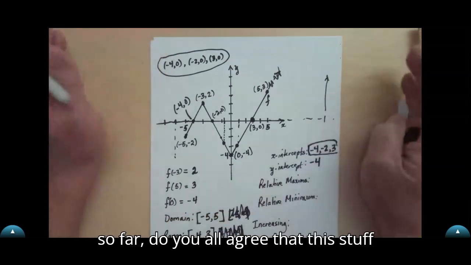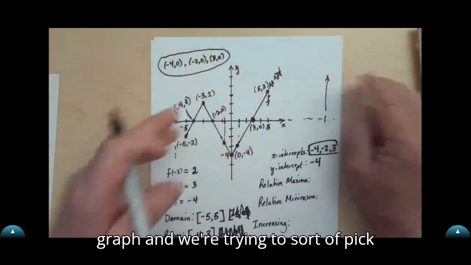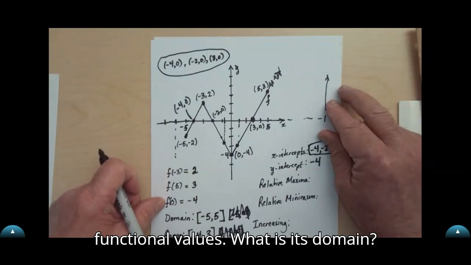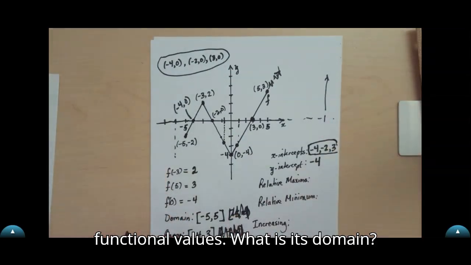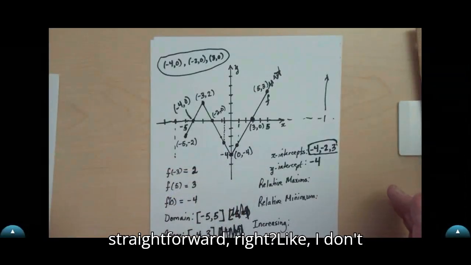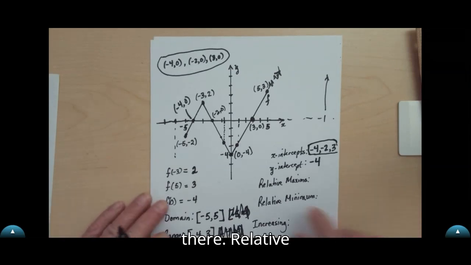Okay, so far, do y'all agree that this stuff we're doing, where we're looking at this graph and trying to pick out information about it, some specific functional values? What is its domain? What is its range? What are the x and y-intercepts? That's all pretty straightforward, right? I don't think there's anything too difficult there.